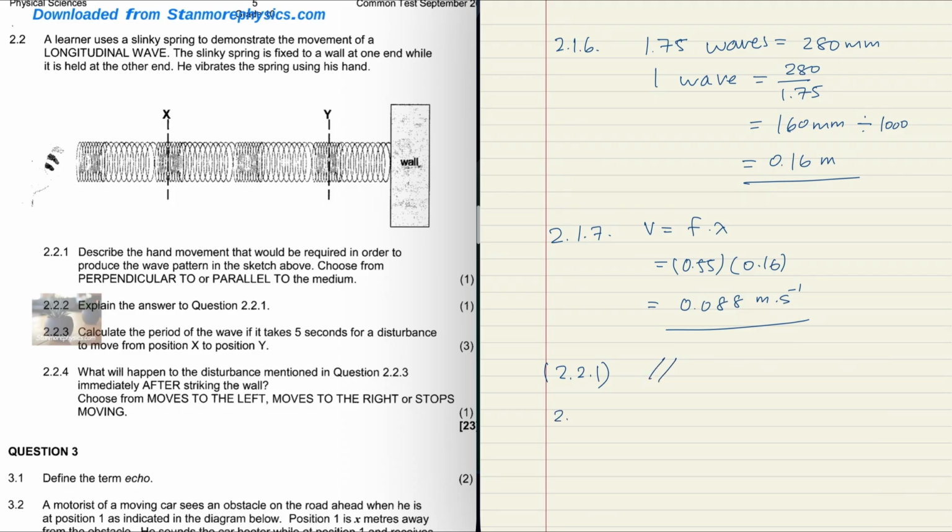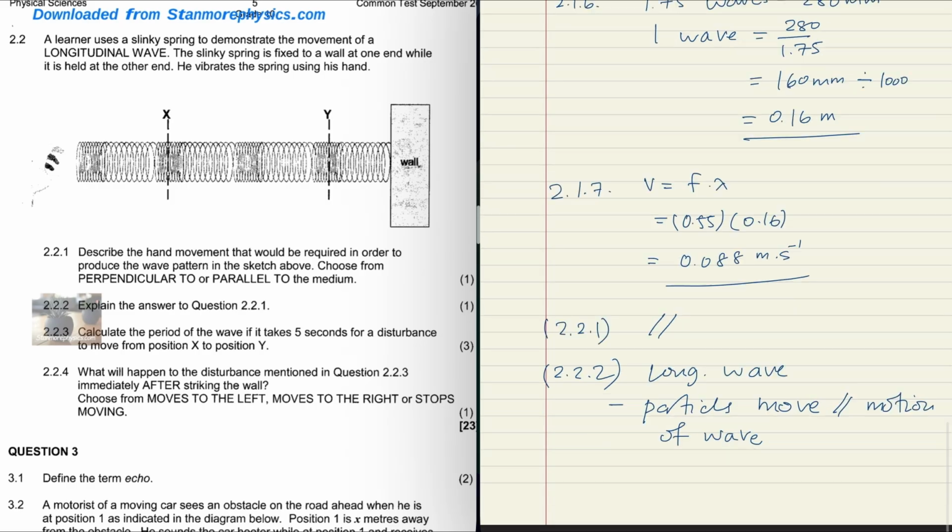So question 2.2.2, why are we saying this? We are saying this because in a longitudinal wave, which this is, the particles move parallel to the motion of the wave. So because of that, the person's hand needs to move parallel to the wave as well.